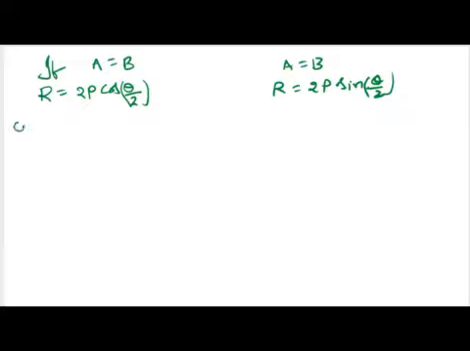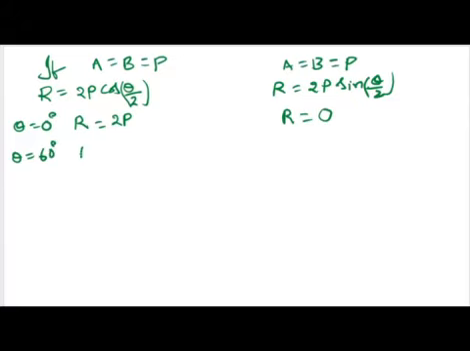And now, if theta is equal to 0 degrees, let us suppose the magnitude of the vectors A and B is P. So if theta is equal to 0, cos 0 is 1, so you will get the resultant as 2p. In subtraction, if theta is equal to 0, sin 0 is 0, so the resultant is 0. And if theta is equal to 60 degrees, the resultant is 2p cos 60 by 2, which is cos 30, root 3 by 2. So you will get root 3 p.